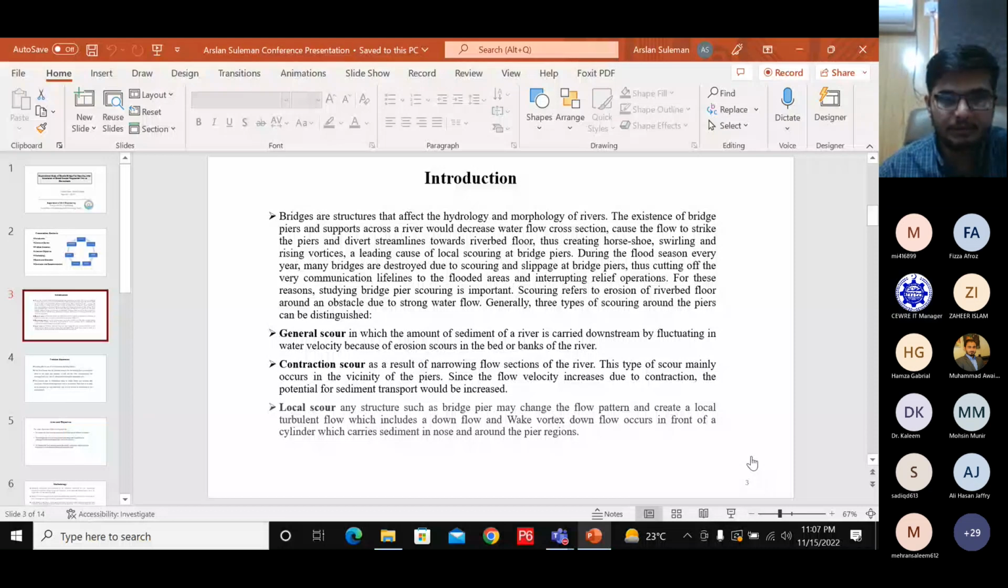Thank you. And the last is the local scour, which occurs when any structure such as a bridge pier changes the flow pattern and creates a local scour turbulent flow, which includes a downflow and wake vortex. Downflow occurs in front of a cylinder, which carries sediments in the node and around the bridge pier.